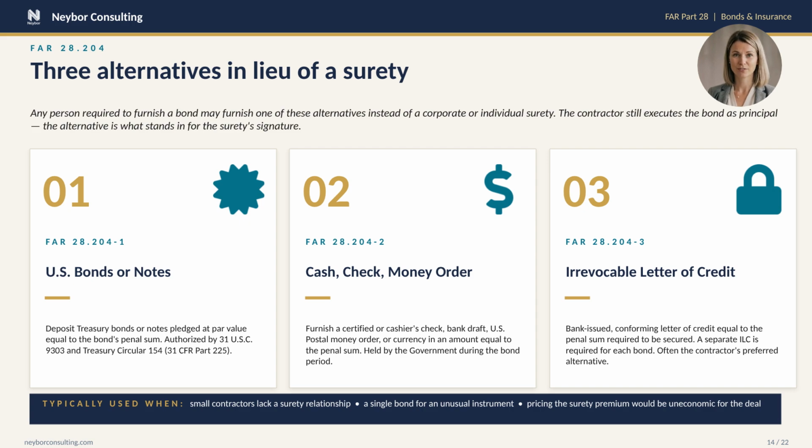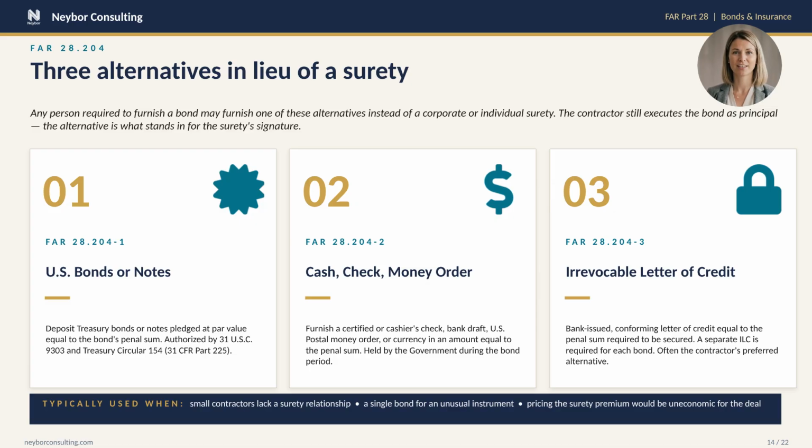Section 28.204 gives you 3 alternatives to using a corporate or individual surety. These are critical for small businesses that don't yet have a surety relationship or for one-off transactions where buying a surety bond is uneconomic. Alternative 1, Deposit U.S. Treasury bonds or notes. The instruments are pledged at their par value, equal to the bond's penal sum.